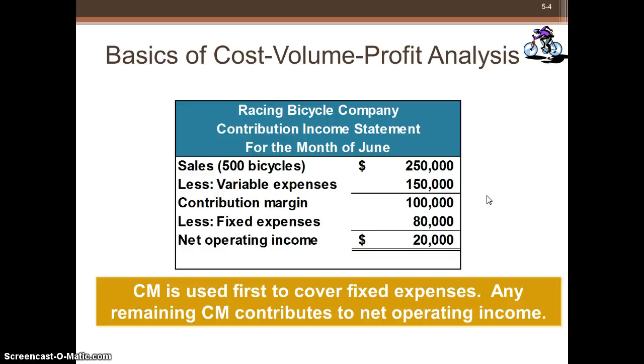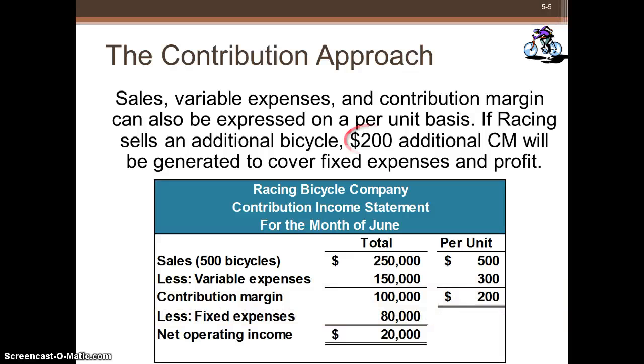We can express contribution margin both on a per unit basis as well as in total. So let's look at per unit basis. For the Racing Bicycle Company, they sold 500 bikes. Each bike is sold at a price of $500. Assuming that Racing Bicycle Company is a retail store, they purchase each bike for $300 and sell it for $500. So their contribution margin per unit is $200 per bike.